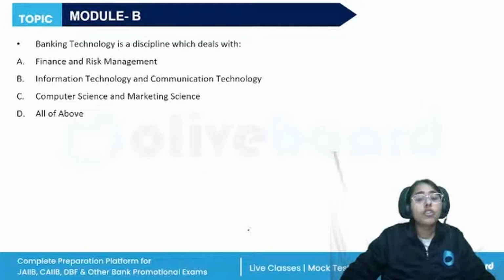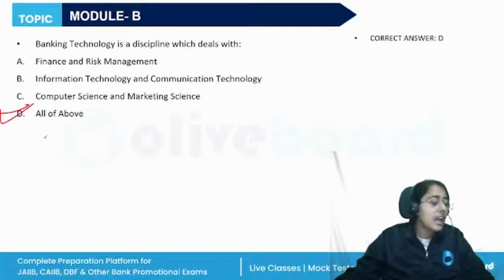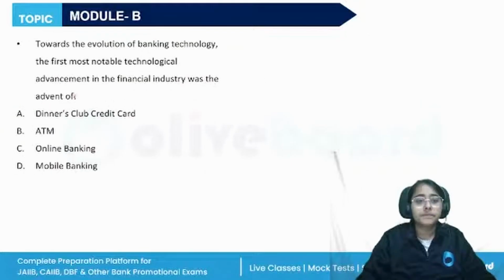Then banking technology is a discipline which deals with finance and risk management, information technology and communication technology, computer science and marketing science, or all of the above. So, all of the above. We have already seen how banking technology is employed for finance and risk management, ICT, and computer science.